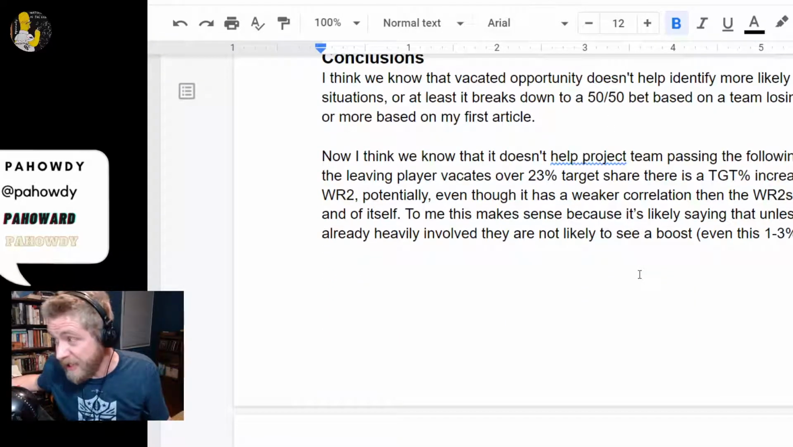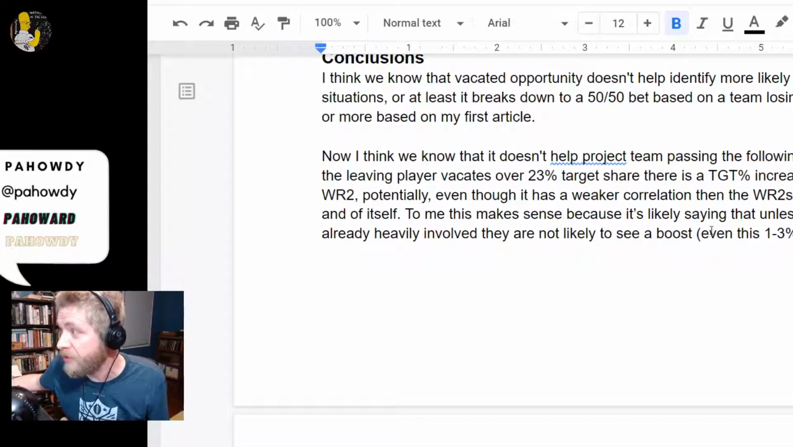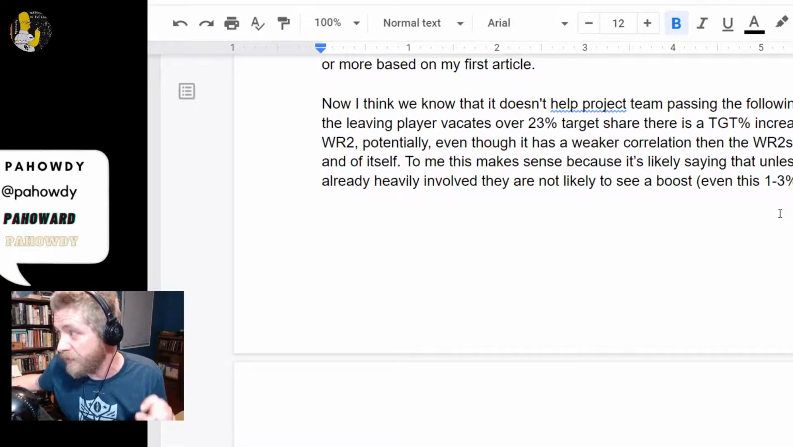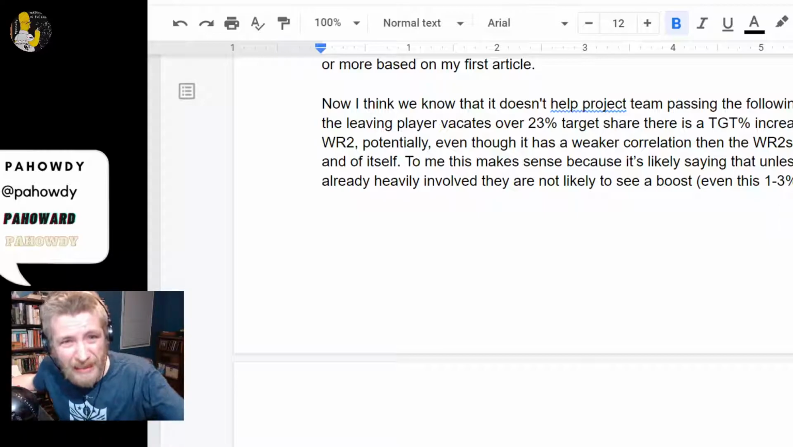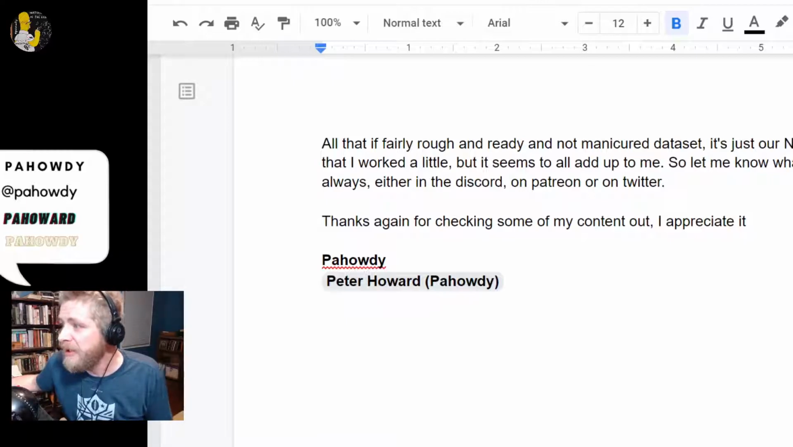But if a player vacates at least 23% of the target share, then the target share increase for the wide receiver 2, if they remain on the team, might be slightly higher, even though it has a weaker correlation than the wide receiver 2's target share in and of itself. It makes sense, because it's likely saying that unless the wide receiver 2 was already heavily involved, they're not likely to see a boost at all. But if they are, they could see a 1-3% boost, or even potentially a negative effect from that wide receiver 1 leaving the team.